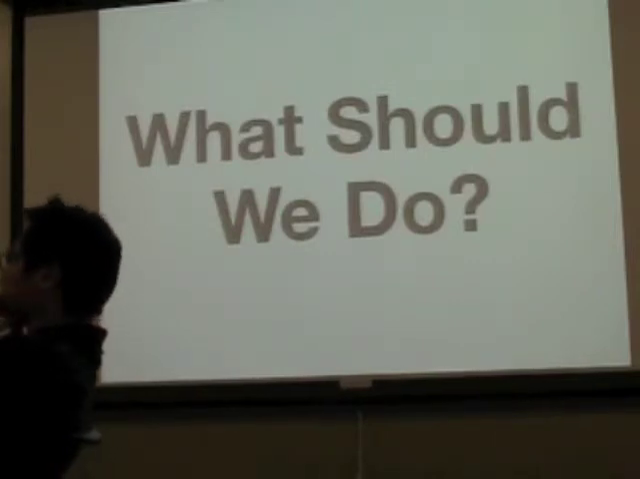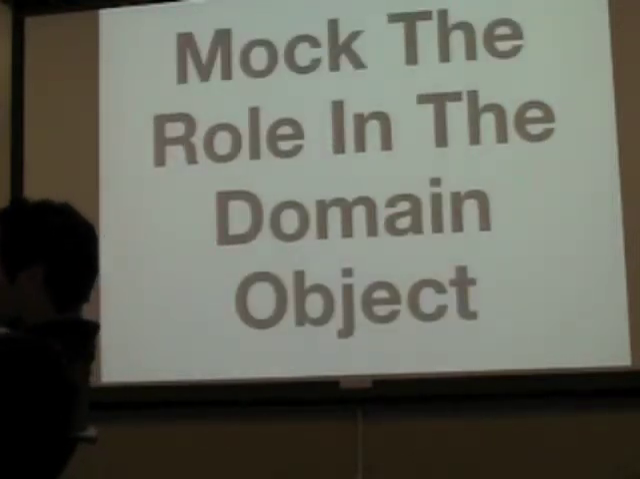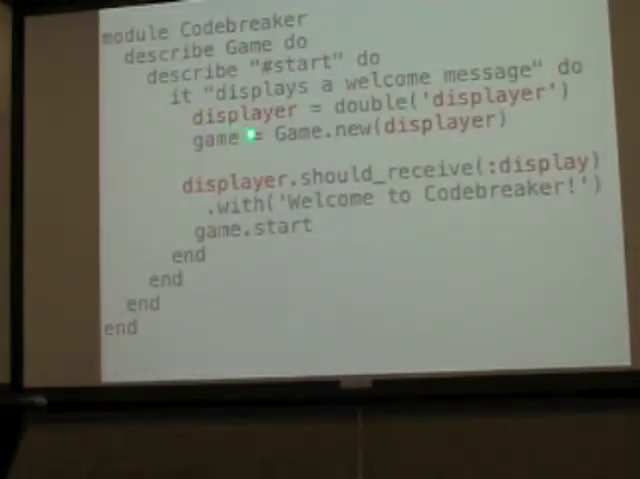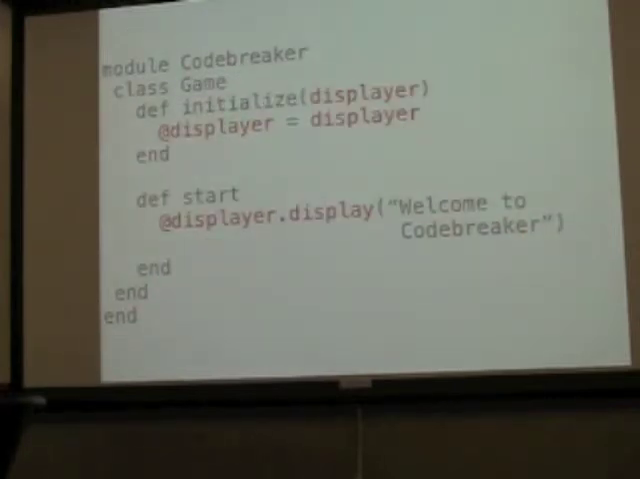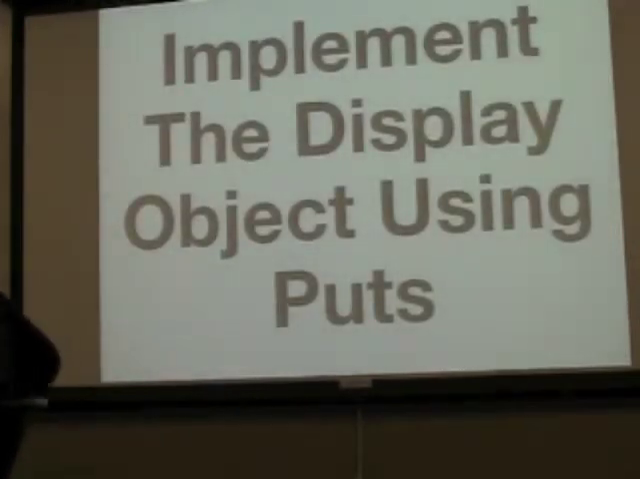So what should we do instead? And David actually wanted to change this in the book. You want to mock the role in the domain object. And so in this case, you have a game, right? And what you really want to say is, whoever is responsible for doing the display of this game, it should receive, and I would say probably display title, I just didn't have space on the slide, should display the title, Welcome to Codebreaker. And then the same thing here. And then you would implement the display object using puts.